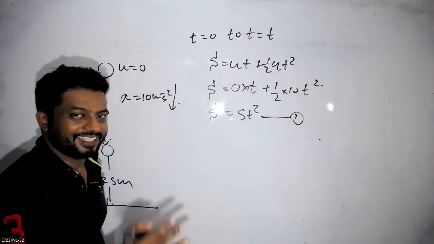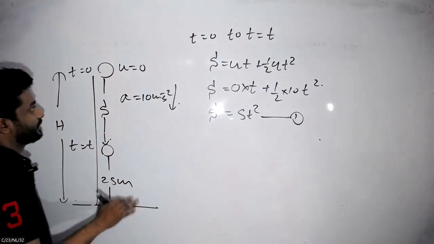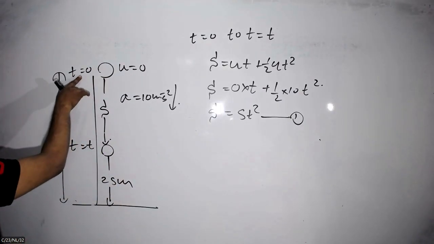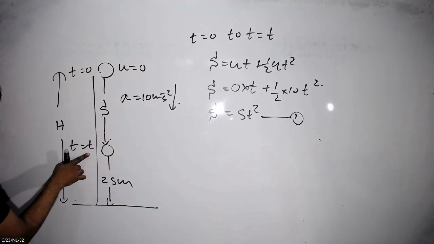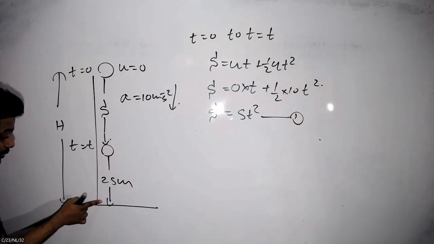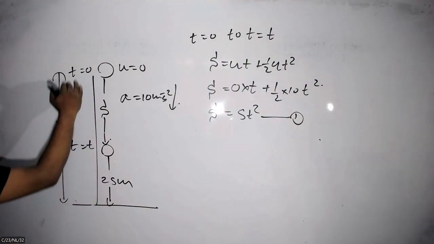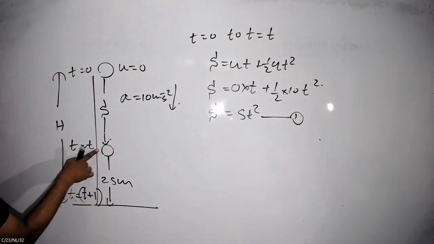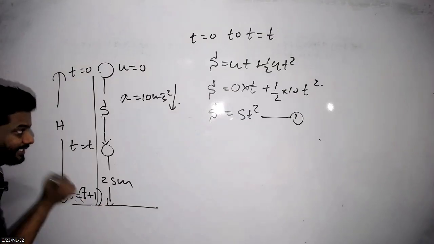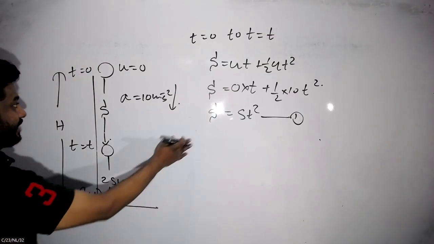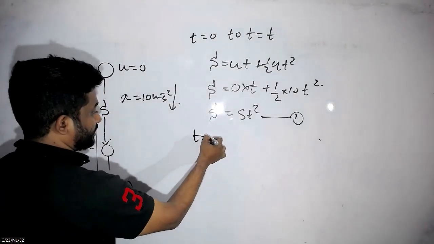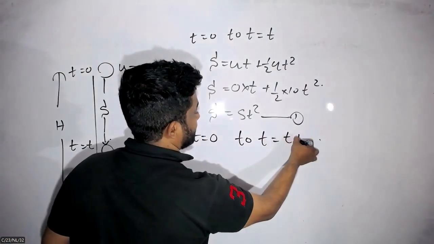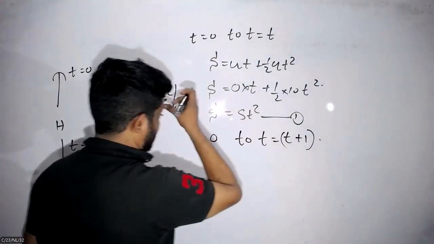Now you can derive another expression by considering the entire motion of the ball. From here to here, time taken is t. During the last second, it moves 25 meters. Therefore, total time interval is t plus 1. Got it? Then you can write an expression by considering the motion between time interval t equals 0 to t equals t plus 1.